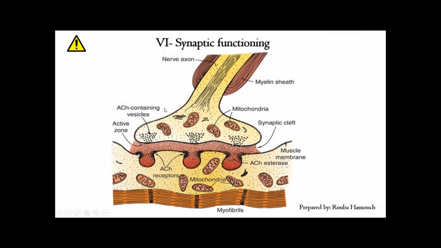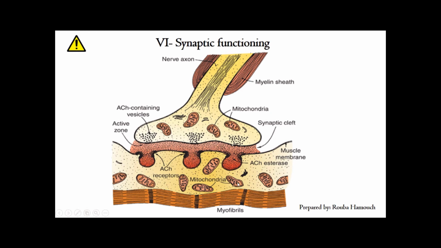The same steps are observed in a neuromuscular synapse. As you can see here, you have the terminal bud of a presynaptic neuron. We have here vesicles containing a neurotransmitter called acetylcholine. So acetylcholine is the neurotransmitter involved in the neuromuscular synapse. And here you have the muscle fiber or the muscle cell.